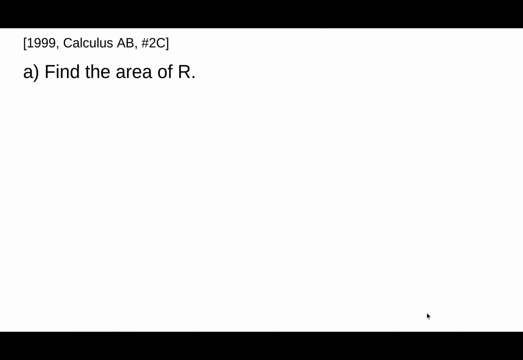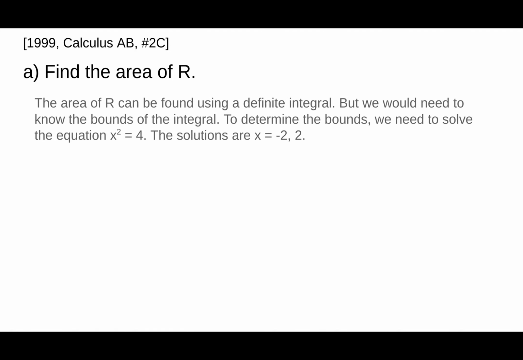This is from the 1999 exam. It's question 2 and it is calculator active. In the question stem, we define a region R as the region bounded above by the line y equals 4, bounded below by the graph of y equals x squared. And in part A, we are asked to find the area of the region R.